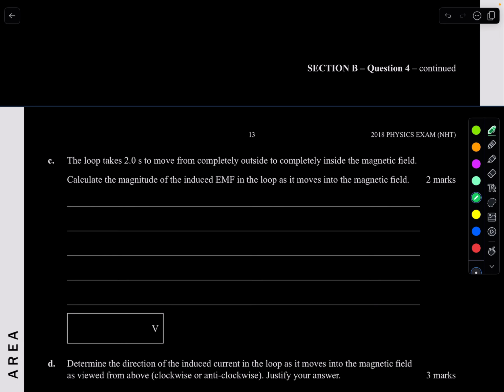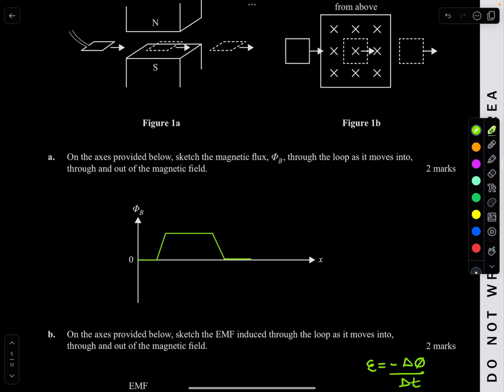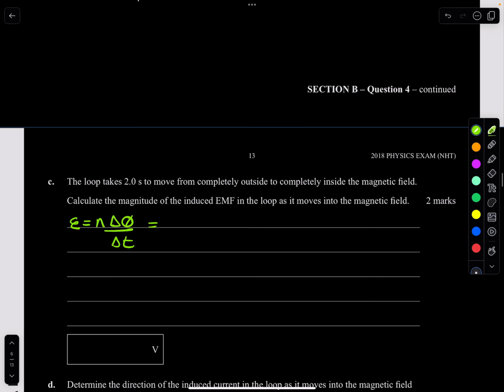C. The loop takes 2 seconds to move from completely outside to completely inside the magnetic field. Calculate the magnitude of the induced EMF in the loop as it moves into the magnetic field. Easy. We don't care about that negative, so forget about that, because we want the magnitude. So N times your change in flux over change in time. Do we have a value of N? Yes, we had 100 turns.